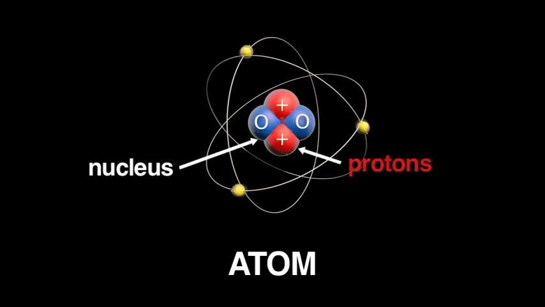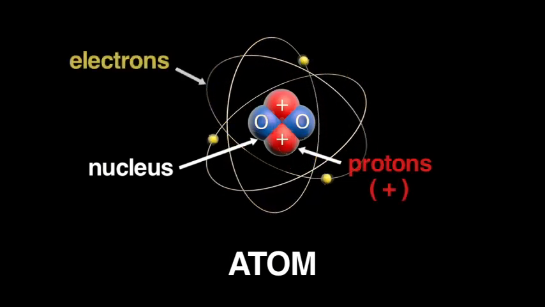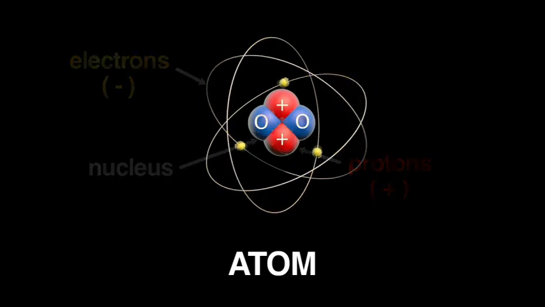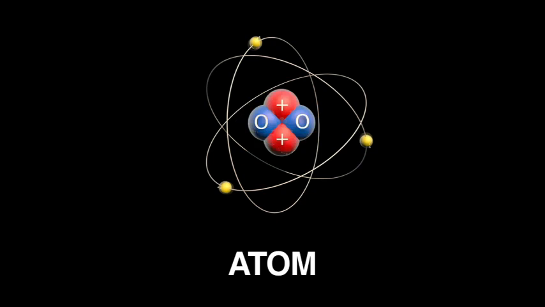Protons are nuclear particles that carry a positive charge. Orbiting the nucleus are electrons, which carry a negative charge. All of the electrons spin as they orbit the nucleus. The moving electron causes a magnetic field, making each atom a tiny magnet.